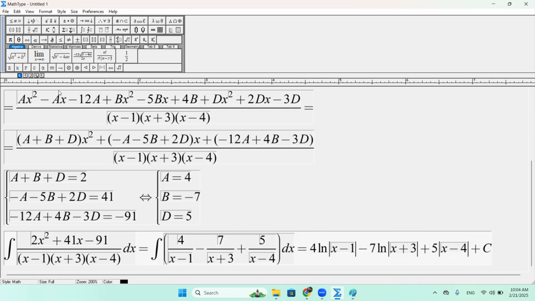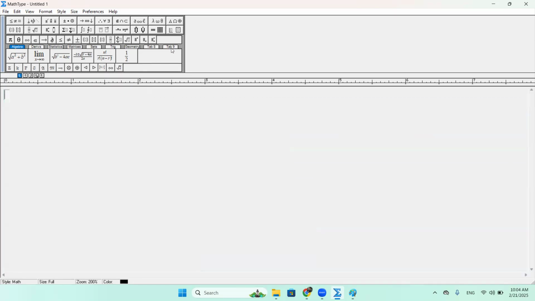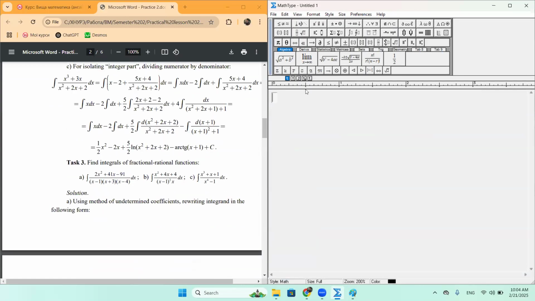No. Okay, let's move on. So we will have another case of the method of undetermined coefficients.